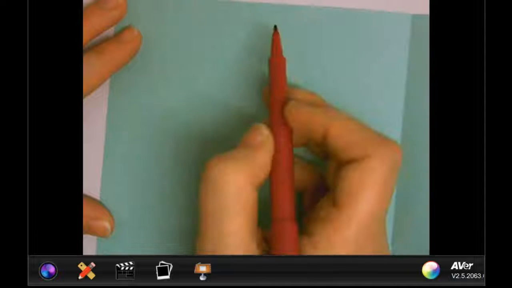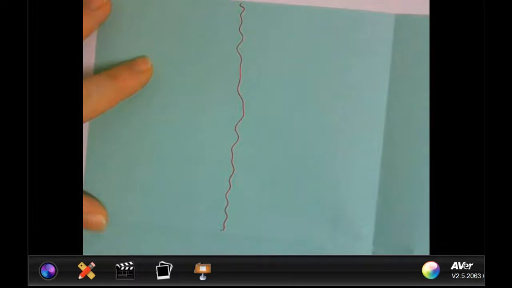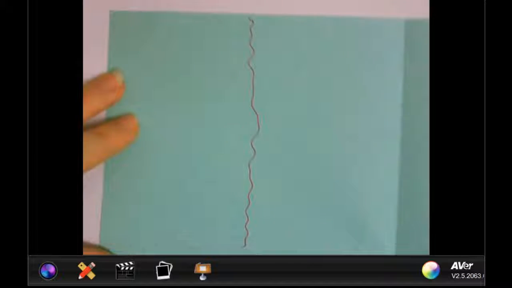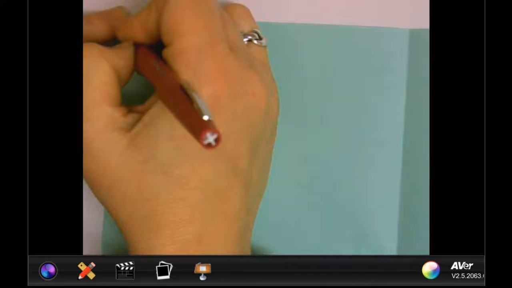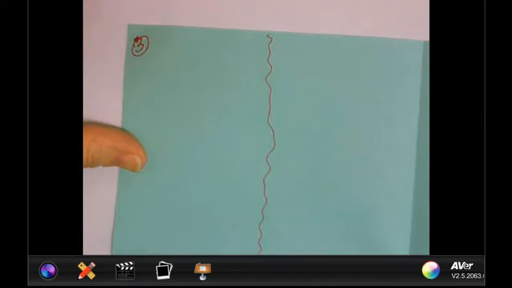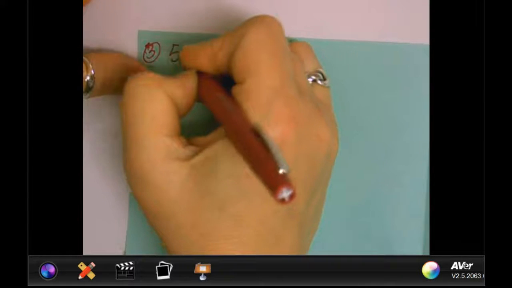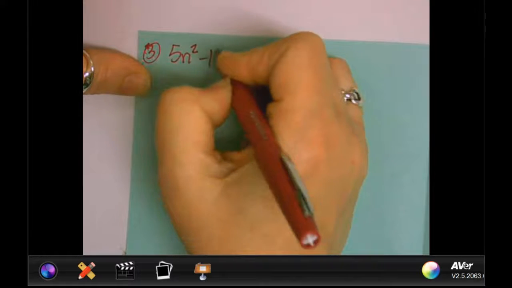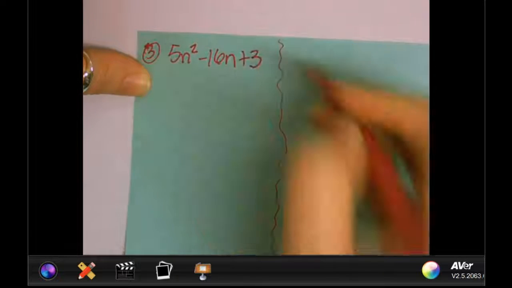Okay, top left box. So this should be example 3. And since we're going to do it 2 different ways, let's do it this way. So in this top left box, make like a squiggly line down the middle. So we'll do it one way on the left, one way on the right. So this is example 3. And we're going to do 5n squared minus 16n plus 3.